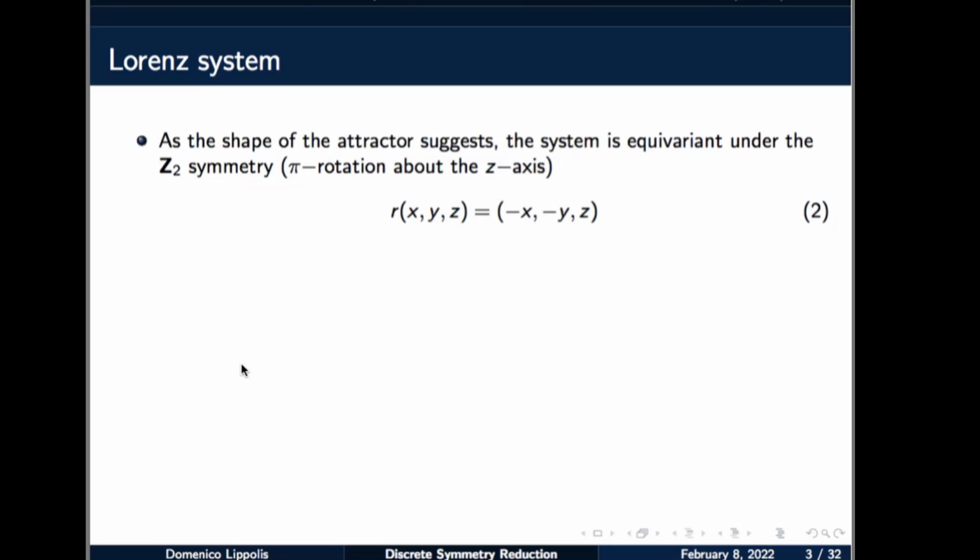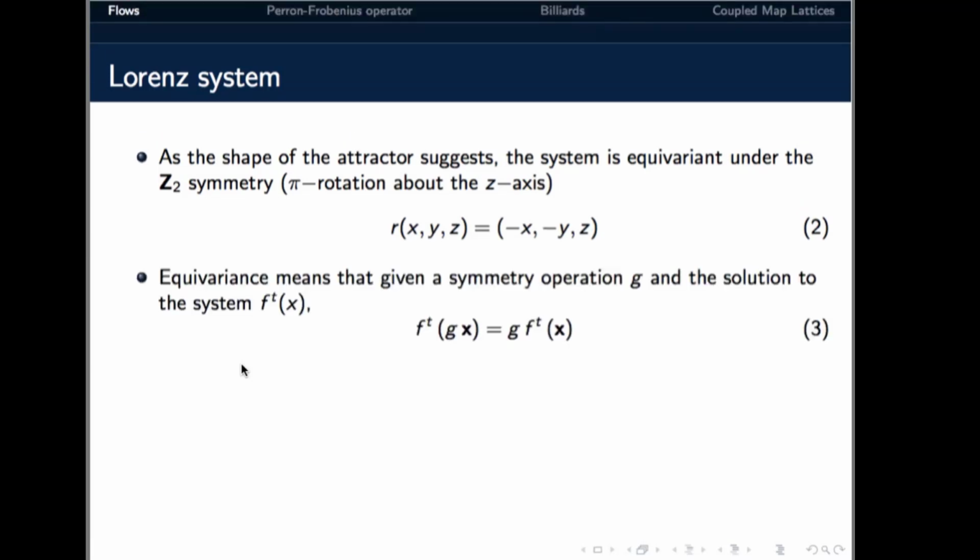We've got the x, y, and z axes, and this rotation just turns x and y into minus x and minus y. Equivariance means that, given a symmetry operation G and the solution to the system f^t of x, we have that f^t of G of x equals G of f^t of x. That does not mean the system is invariant. It just means that it's equivariant, meaning it has that kind of symmetry.